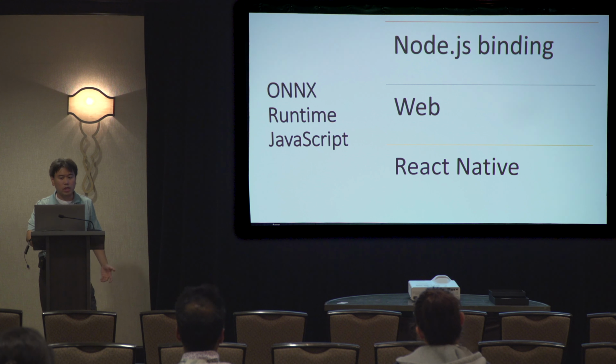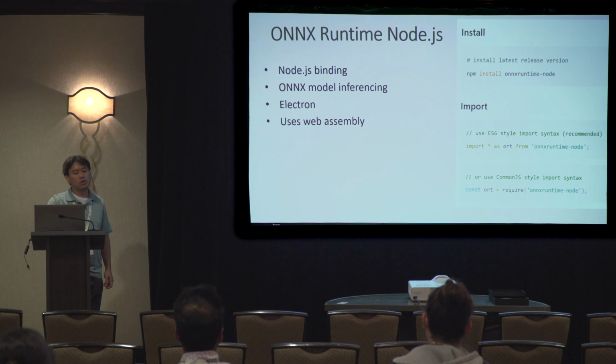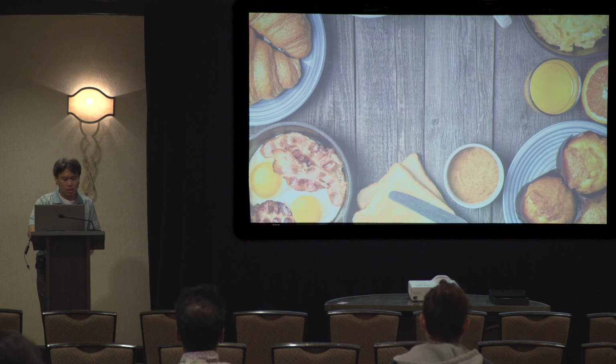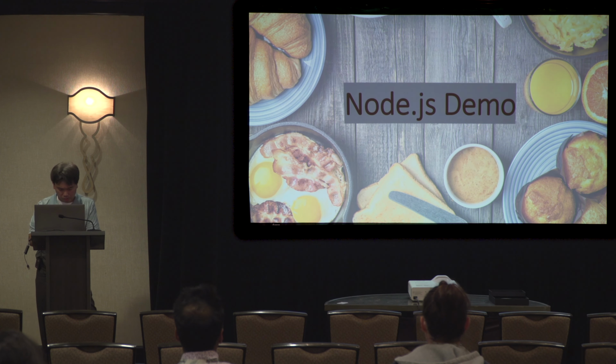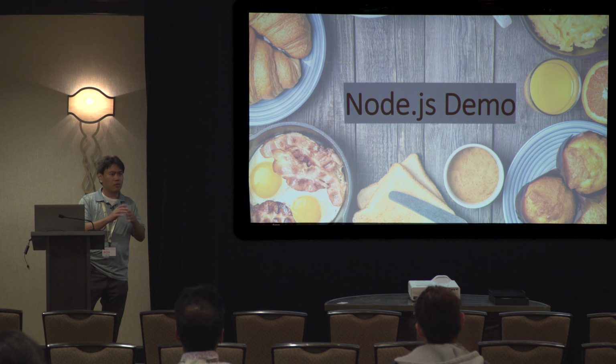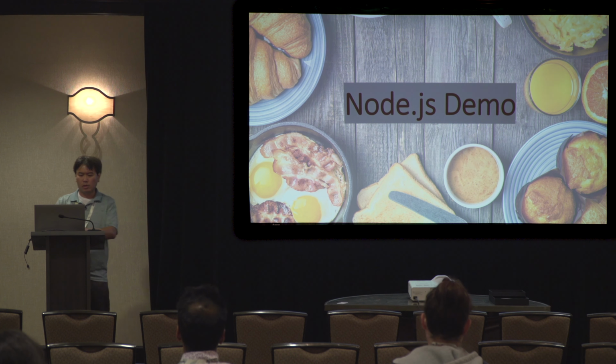Let's start with Node and how you would do this in Node. You can also incorporate this with Electron, and it does use WebAssembly in order to run in Node. So npm install onnxruntime-node, and then of course you import it into your application. Let's give a quick demo. Any questions so far from what I talked about? Feel free to stop me if there are.